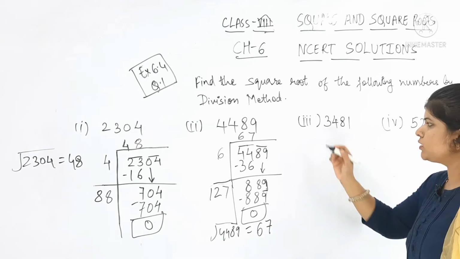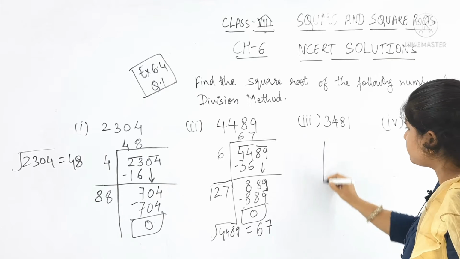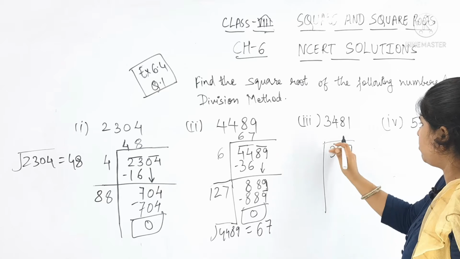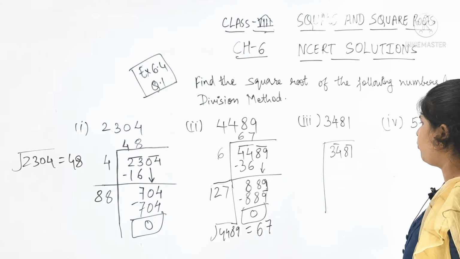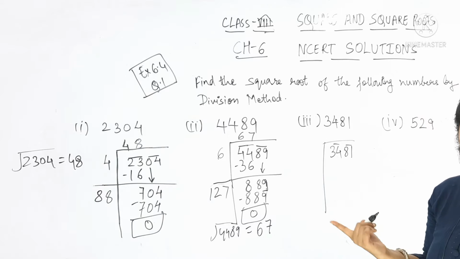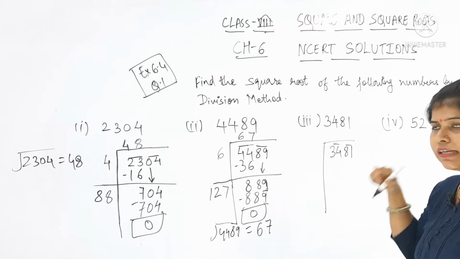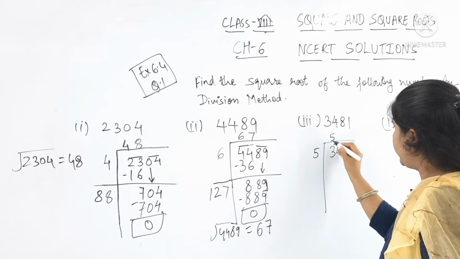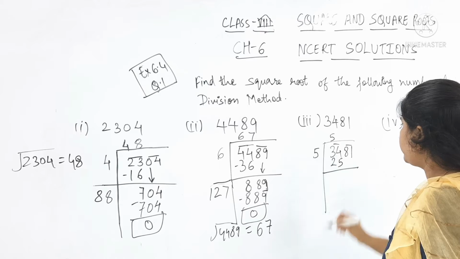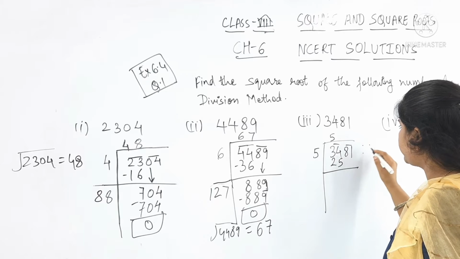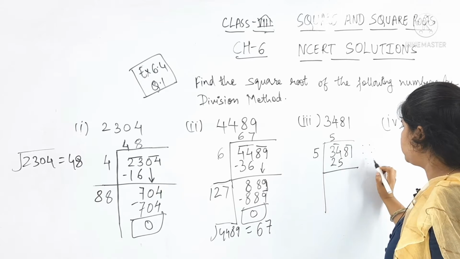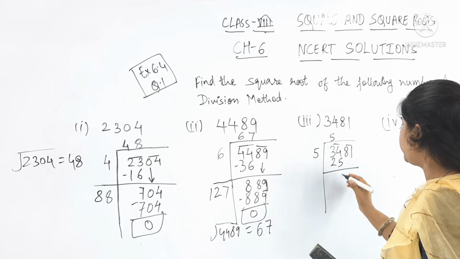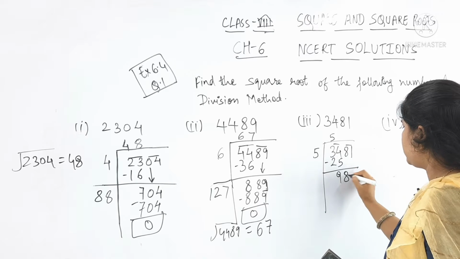Now come to the third part, 3481. Now 5 5s are 25 and 6 6s are 36. So 36 is greater than 34. So what should I write? 5 5s are 25. Now 34 minus 25 is 9, then 81.